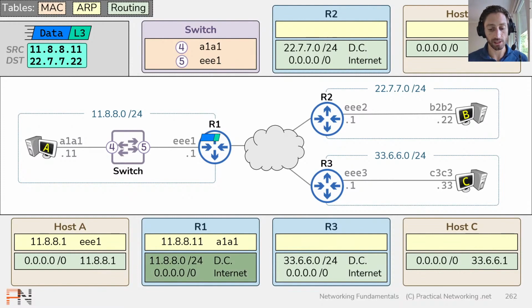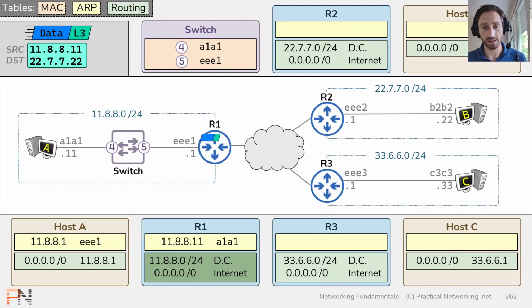And at this point, the router will take a look at its routing table and compare the destination IP address to the entries in it to figure out where it's going to send this packet next. Now in this particular case, this destination IP address only matches the default route, so router 1 knows that it's going to go out towards the internet.